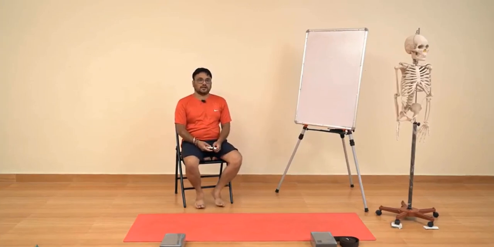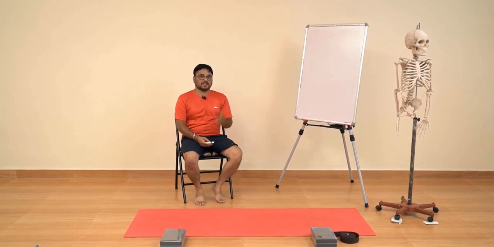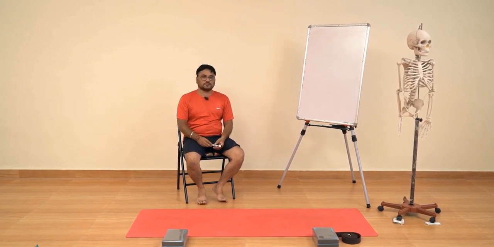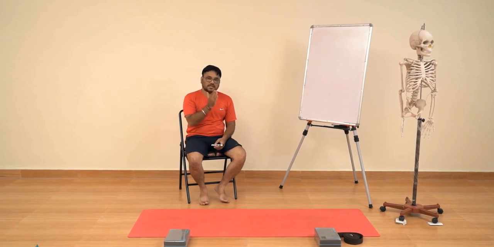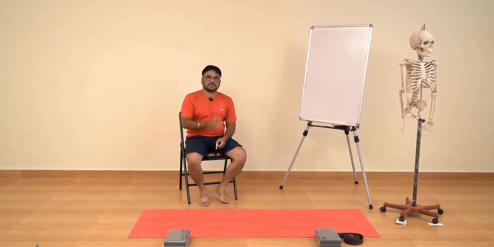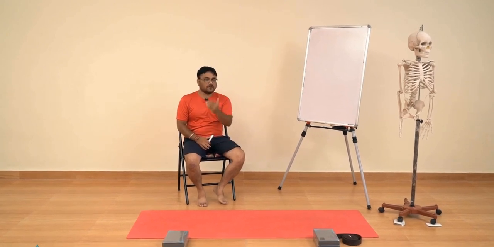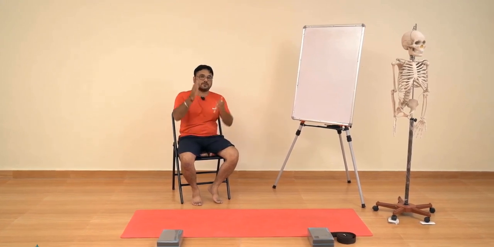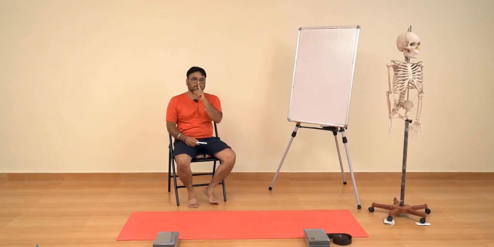So here I am again in front of you for today's class. We have discussed earlier the whole spinal column, from cervical to thoracic to lumbar to the sacrum to the coccyx. Now today we are going to talk about the appendicular skeletal system. If you remember, when we discussed the classification of the skeletal system, there are two parts: axial and appendicular.